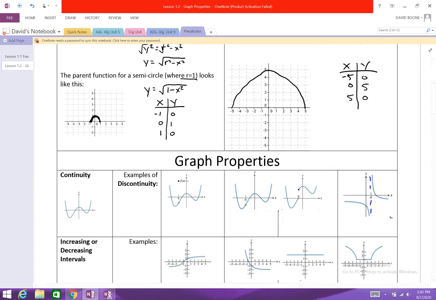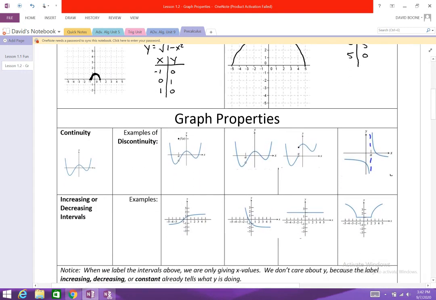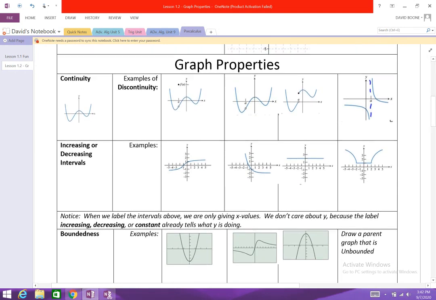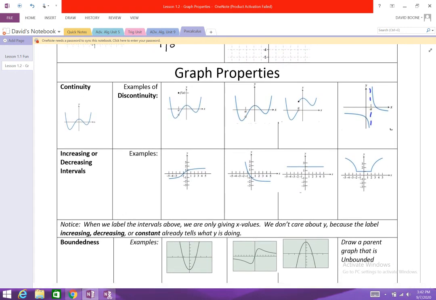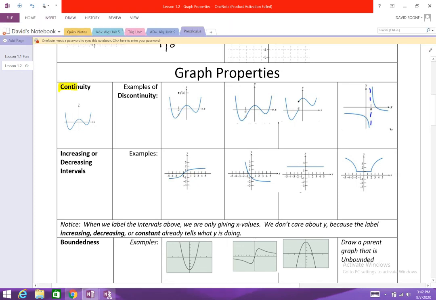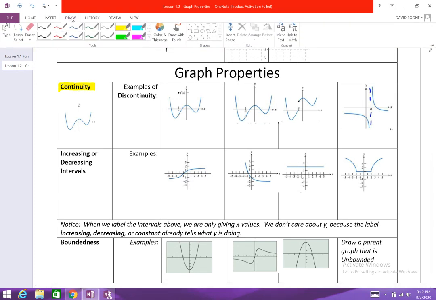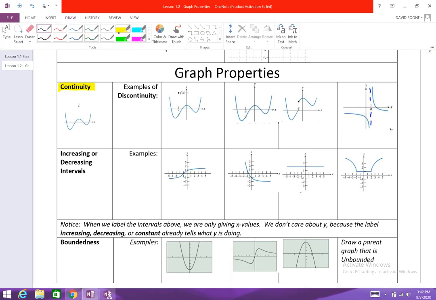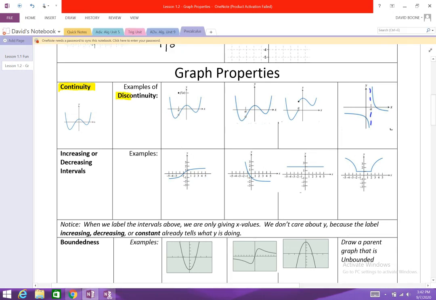All right, well, let's look at some new things here. We're going to look at some graph properties. And first kind of vocabulary word we're going to have here is the word continuity. Okay, continuity. And then as well, we'll have discontinuity. Okay? So obviously opposites of each other.